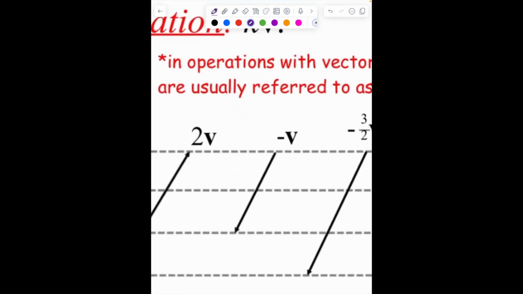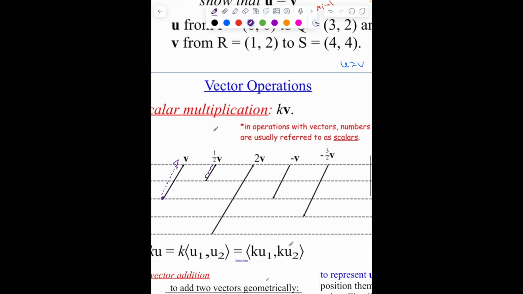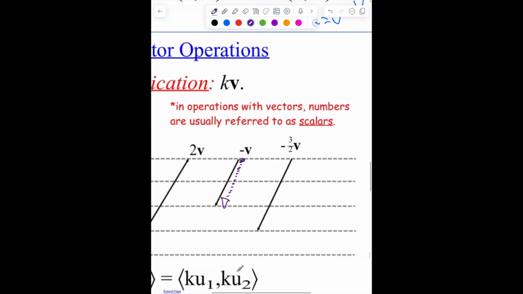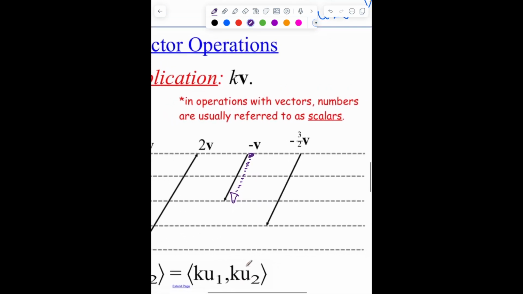Negative V, notice now, because it's the same size, but the direction that I'm traveling is the complete opposite direction. Basically my initial and my terminal points flip-flopped. And if we take a look at an example of negative 3 over 2 V. So again, switching my direction from what I started with and then making it a little bit longer, by half. So I'm taking half of it and I'm adding it to the end of my vector. So 3 over 2 is the scale.